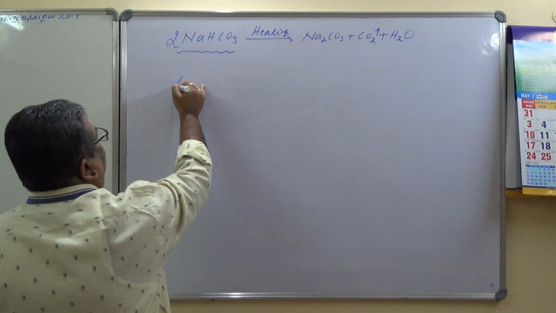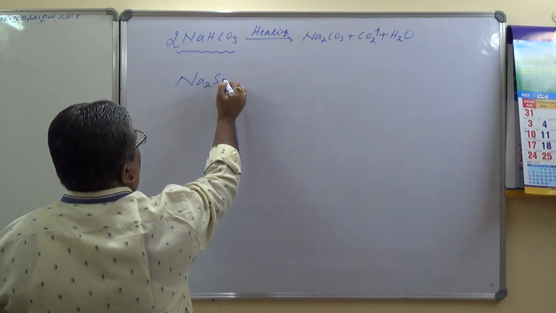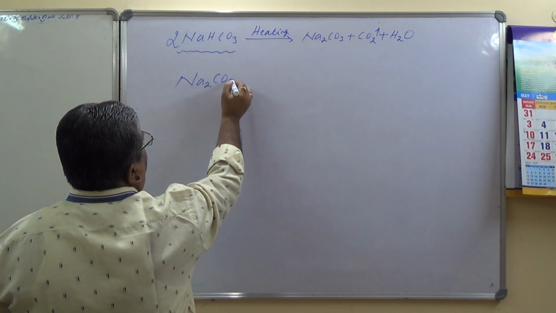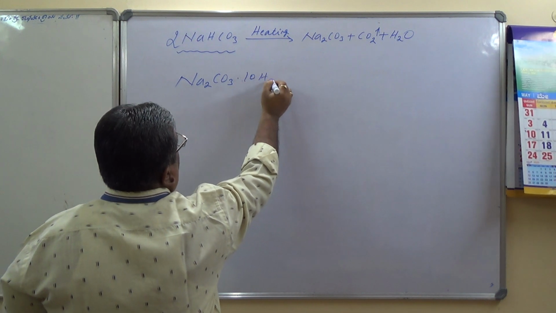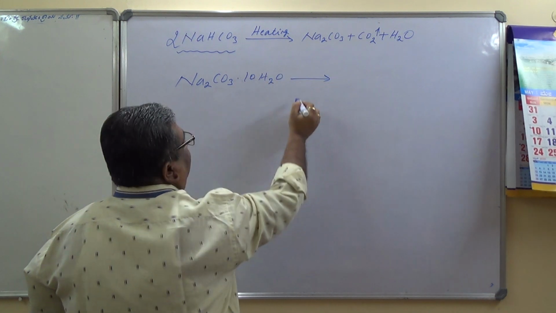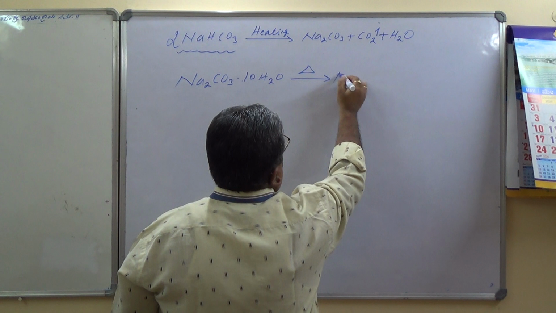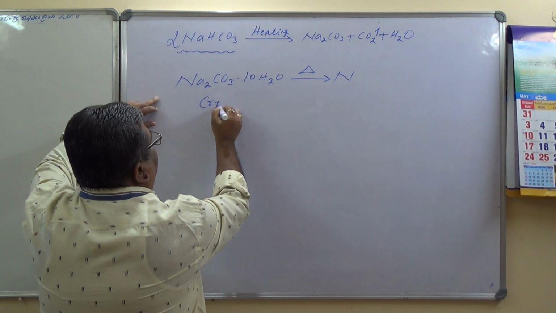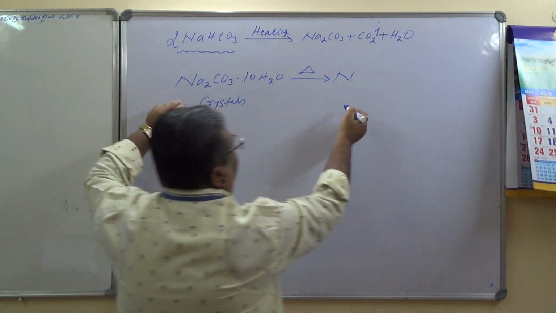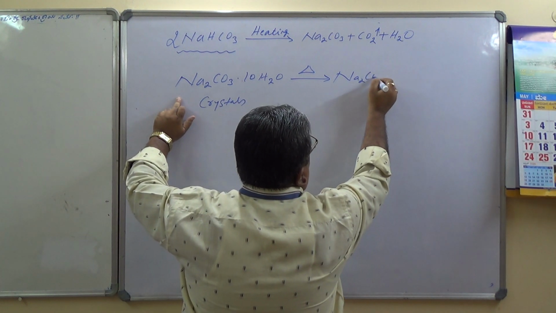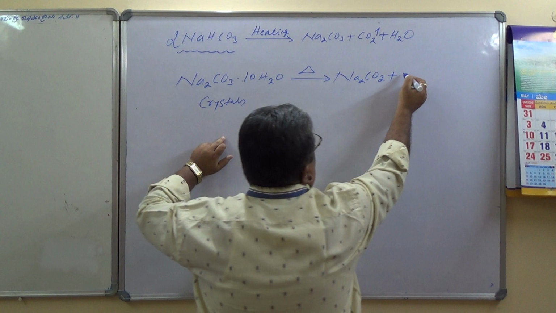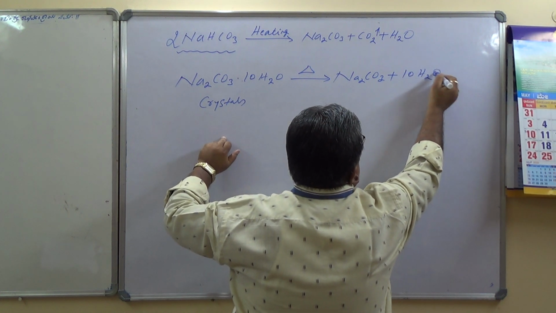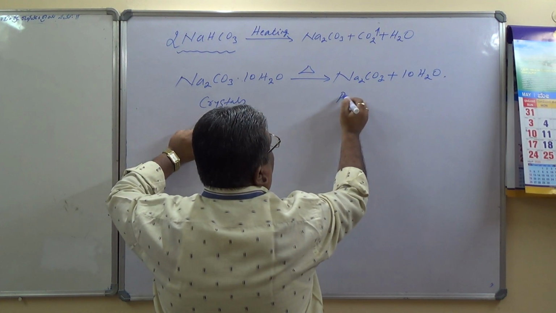Now question is, washing soda Na2CO3 into 10H2O, if we heat it, what is that we get it here? It loses water of crystallization molecule, and from crystals to powder it will change. Na2CO3 plus 10H2O. Okay, this is a powder here.